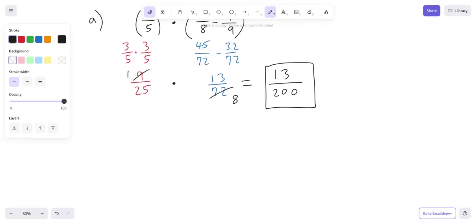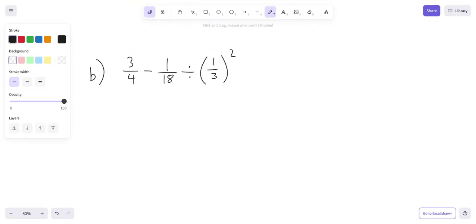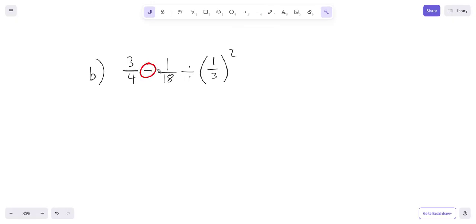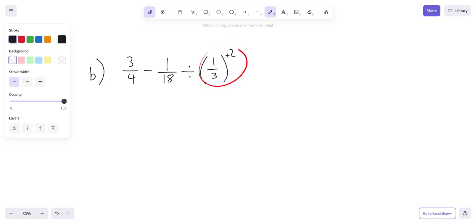Problem number 2. Here we have subtraction, division, and exponents. Out of those three, we do exponents first. So it's 1/3 squared. 1/3 squared is the same as 1/3 times itself, which is 1 times 1 on top, and 3 times 3 on the bottom. And rewrite this as 3/4 minus 1/18 divided by 1/9.